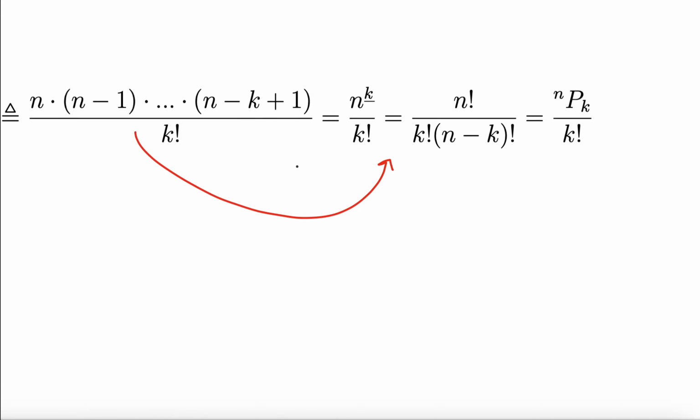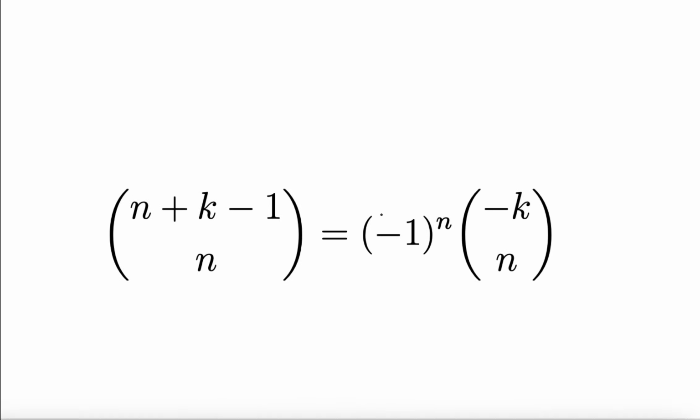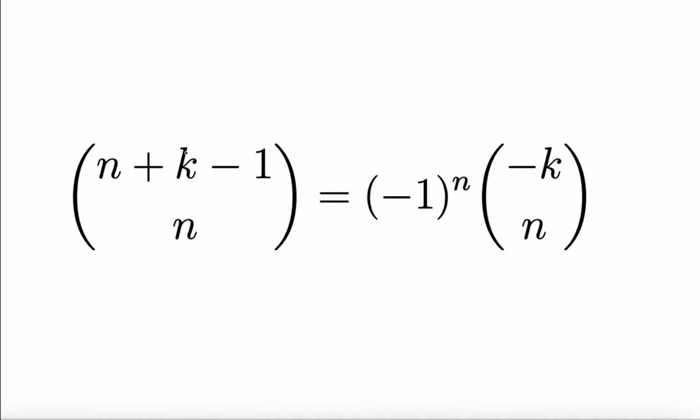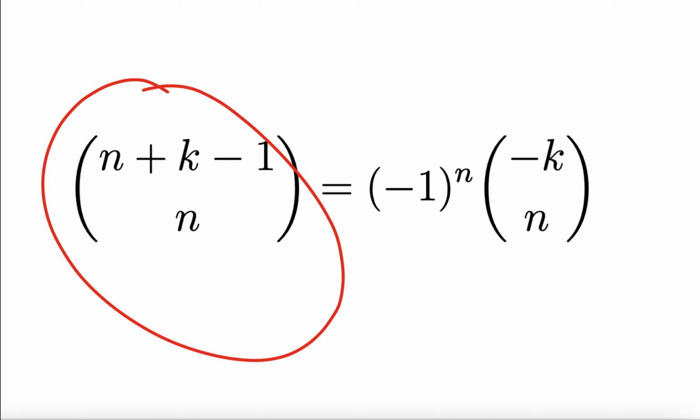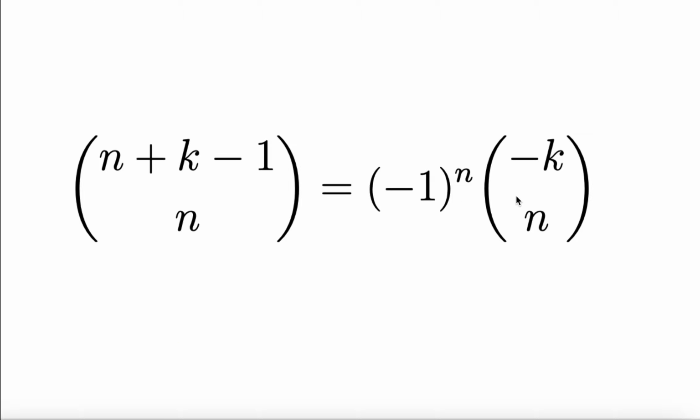I'm going to scroll back up and find ourselves an identity. Right here. We can show combinatorially that n plus k minus 1 choose n on the left-hand side is equal to minus 1 to the n times minus k choose n. And so you might wonder, this makes absolutely no sense. How are there any ways to choose n objects from negative k? Why do we have a minus 1 to the n term?